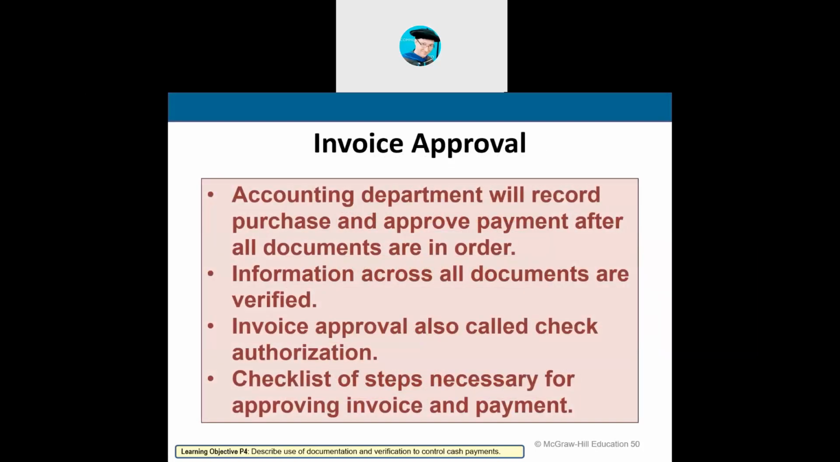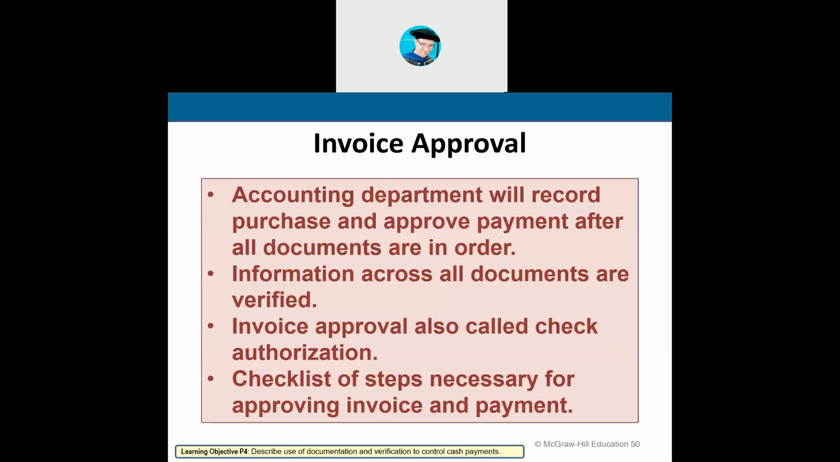That's my paper trail. So if I ever get audited by the IRS or by an external auditor, I can verify those transactions, that yes, they actually happened. Here's my invoices. Here's my paper trail, right? All these documents relate to that transaction. The accounting department records the purchase and approval of payment using all of these documents.